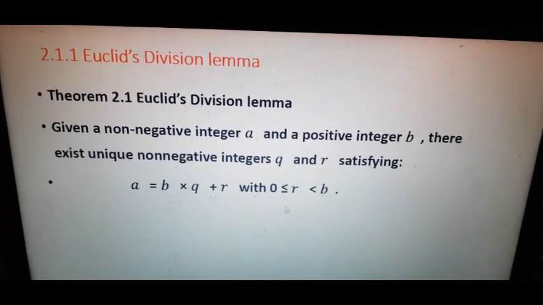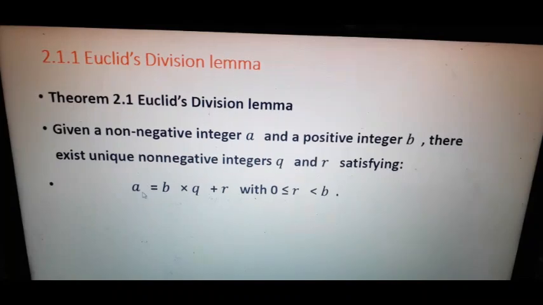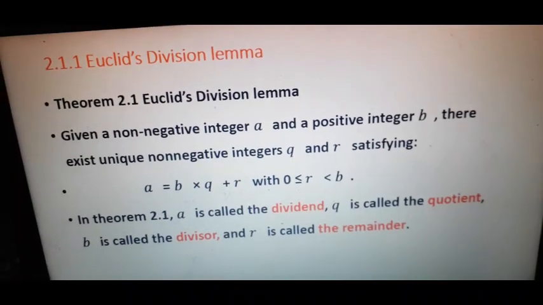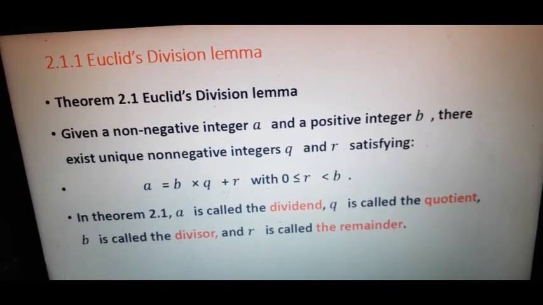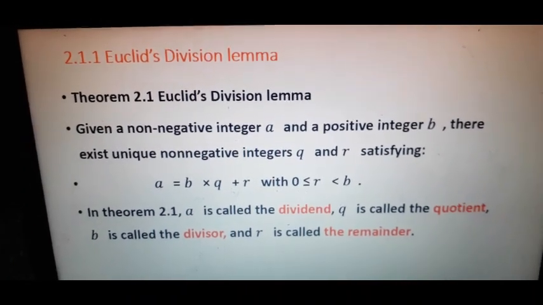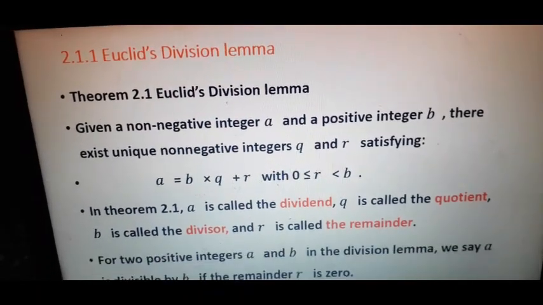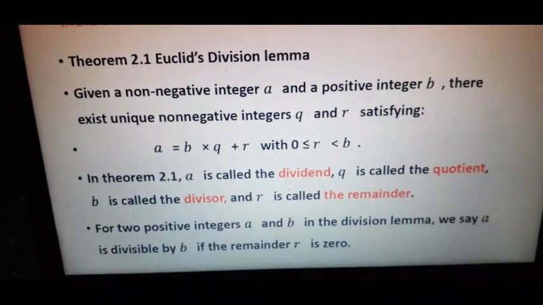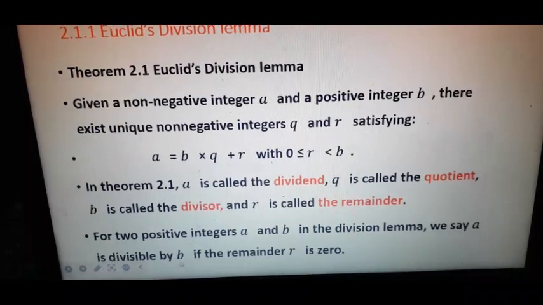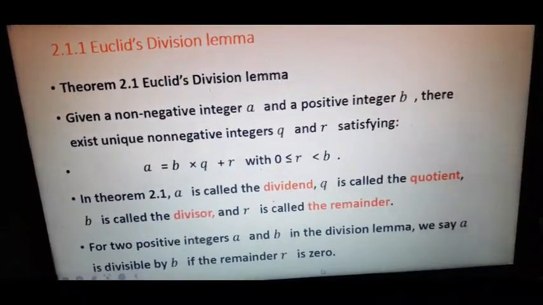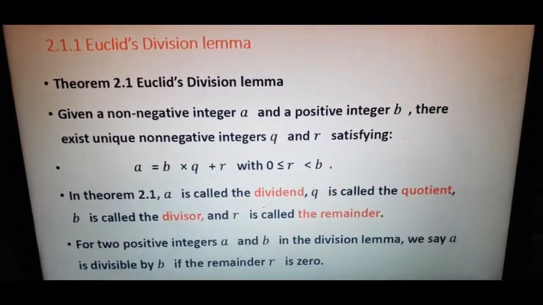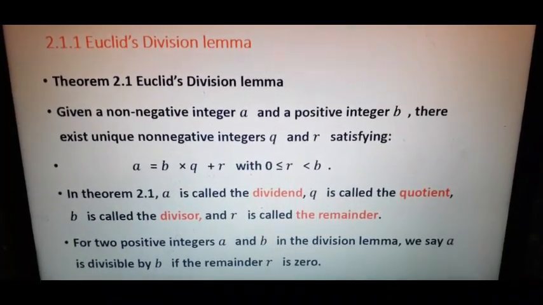If the remainder is 0, then A is divisible by B. Now in this theorem, A is the dividend, Q is called the quotient, B is the divisor, and R is called the remainder. Note that for any positive integers A and B in the division lemma, we say A is divisible by B if the remainder is 0. If it is not, A is not divisible by B.